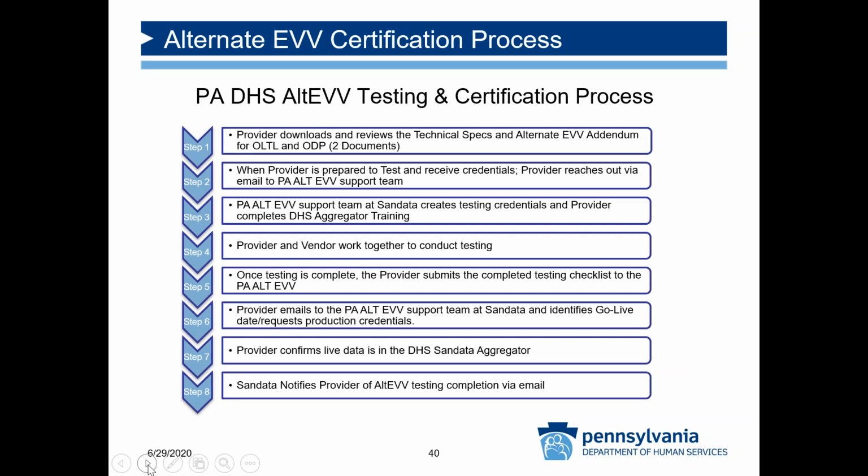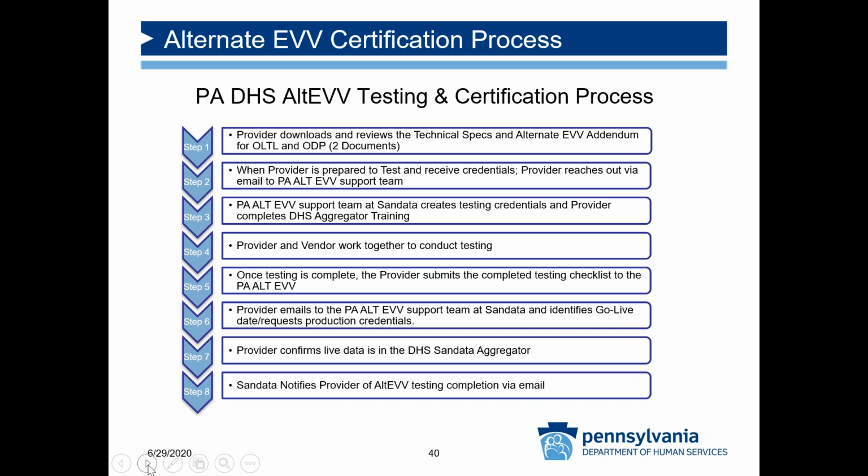So the total certification process is 8 steps. The first step is the provider downloads and reviews the technical specs and alternate EVV addendum for OLTL and ODP. This process will be nearly identical for OMAP fee-for-service folks that are intending to use alternate EVV systems. But for now, we are just focusing on OLTL and ODP within these slides. But again, it will apply to OMAP fee-for-service as well.